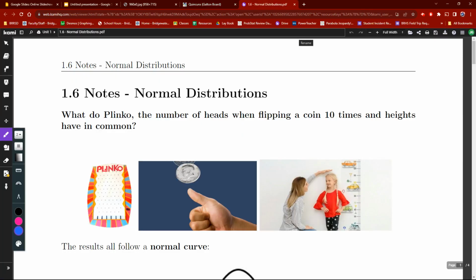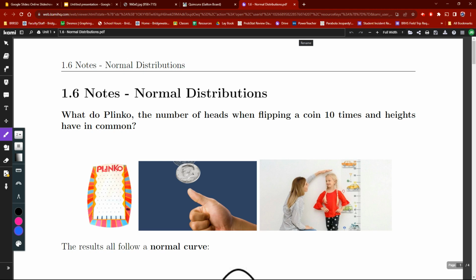All right, so heading over to the notes that you should have a copy of, let's talk through the normal distributions and how we can use it. All right, normal distributions show up many places in the natural world. Okay, Plinko's a good example. Counting the number of heads you get when you flip 10 coins, that's going to have a normal distribution.